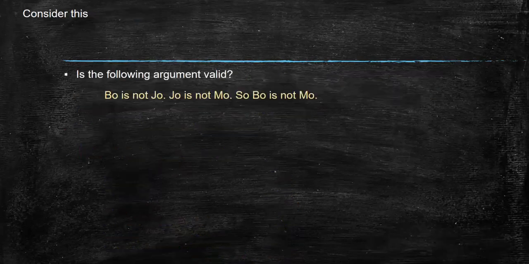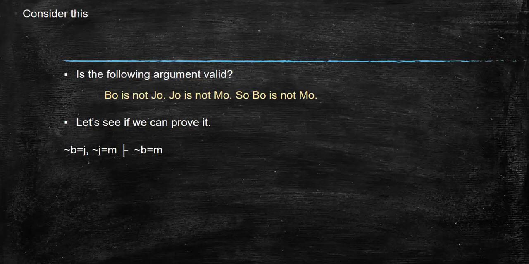Well, here's something that might be interesting to think about. Consider this argument. Bo is not Joe. Joe is not Mo. Therefore, Bo is not Mo. Is this a valid argument? Sounds kind of valid-y. Let's look and see, though. Let's see if we can prove it. Let's prove that if it's not the case that Bo is identical to Joe, and it's not the case that Joe is identical to Mo, then it's not the case that Bo is identical to Mo.